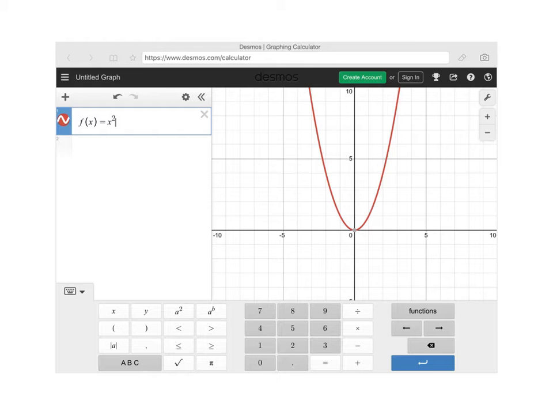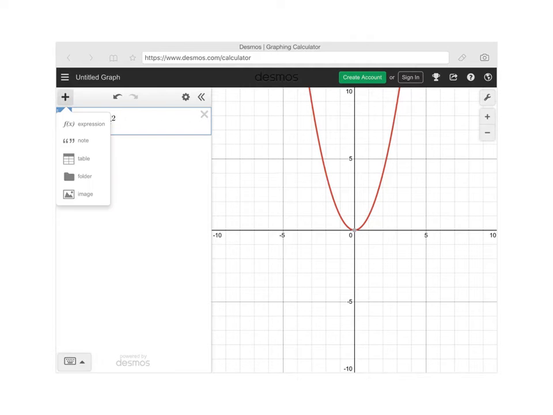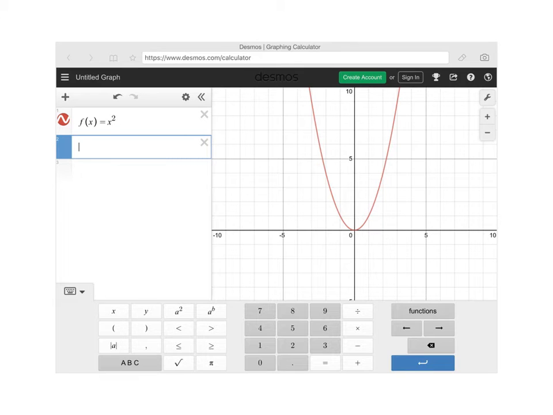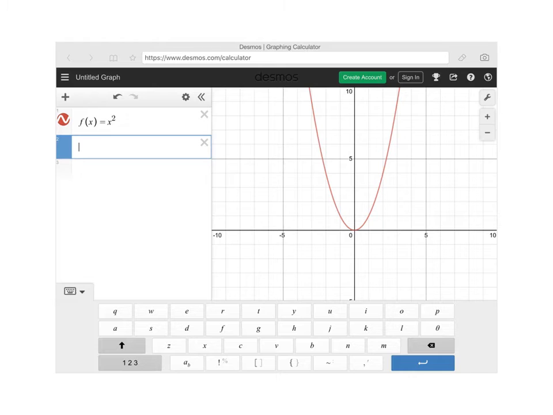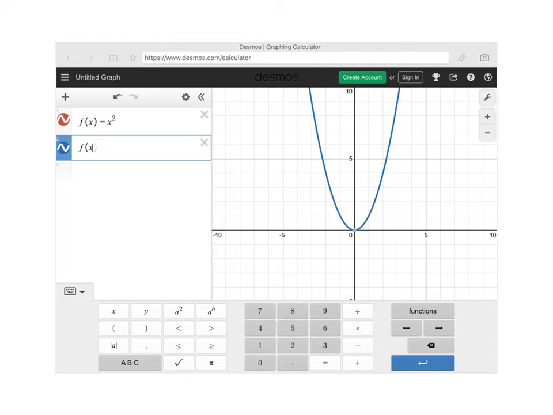Okay, so now it says we're going to add 2 to this parent function and see what happens. So it says click on plus, that's right here, plus sign. And you're going to click on f of x expression, and that's going to give us another line. It's like hitting tab on the Inspire calculator. So I want to add 2 to my function. So it says type in f of x plus 2. And I get a blue line.